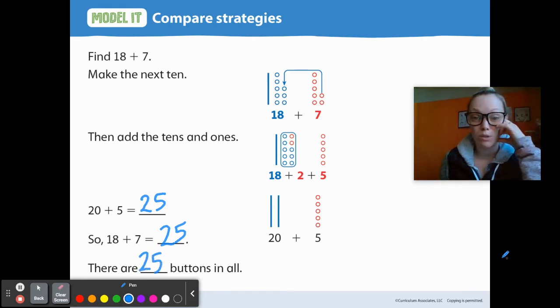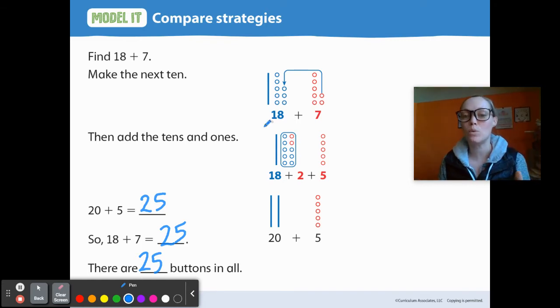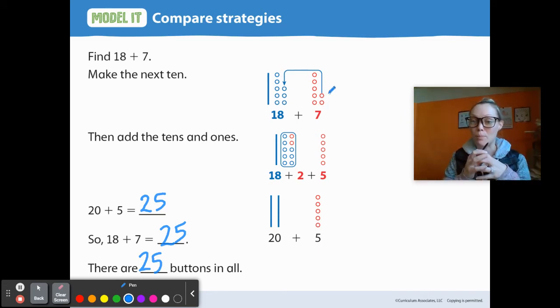So they did it very similar to some of the options we did, but it's really important to note that they made a 10. If you have too many ones, if you have all these ones, that's too many ones. We want to bundle some up. We want to group them up. Say bundle up. Bundle them up. Regroup. If we can make a 10, squish them together and make a 10. It's less counting for us.